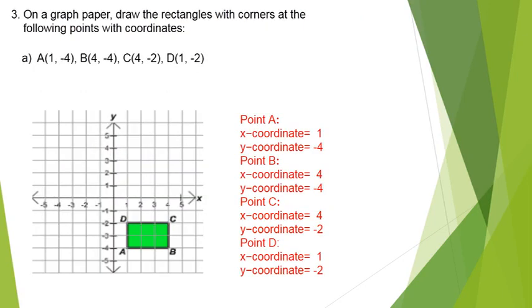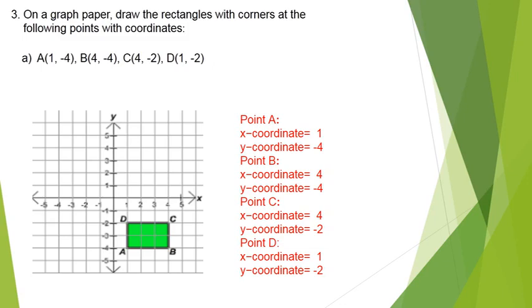Yes, let's go. Question number 3. On a graph paper, draw the rectangle with corners at the following coordinates. Okay, we have the coordinates and we need to plot these coordinates on the graph paper to get a rectangle. Point A: x coordinate is 1 and y coordinate is -4. Point B: x coordinate is 4, y coordinate is -4. Point C: x coordinate is 4, y coordinate is -2. Point D: x coordinate is 1 and y coordinate is -2.